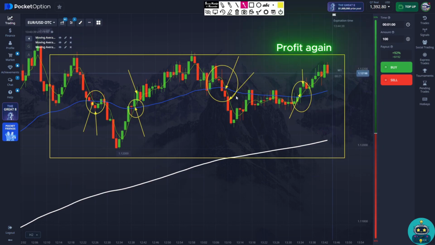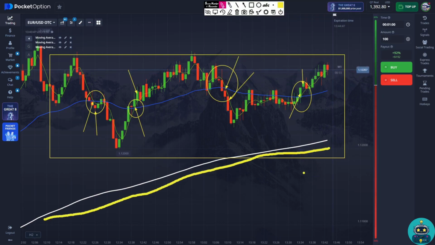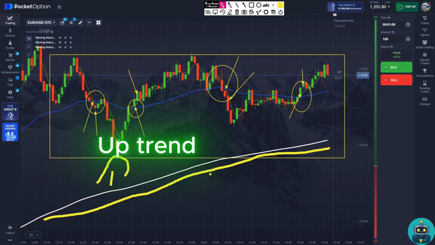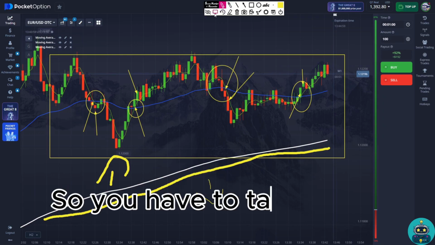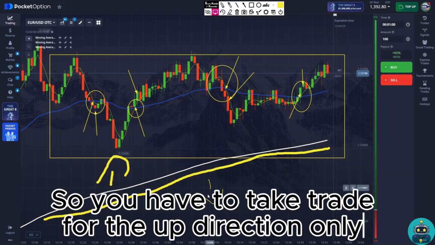So now let me tell you what is the use of this white color moving average line. This white moving average line tells you about the trend. If the market is above this white line, then it's an uptrend, and if the market is below this white line, then it's a downtrend. So here you can see that the market is above this white line, which means it's an uptrend, so you have to take a trade for the up direction only.